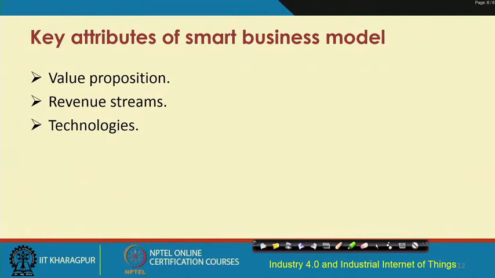So, what are the different sources of the revenues, that is the revenue stream, and finally that revenue is going to be used in order to help in the manufacturing process, incurring the different costs. So, that is the revenue stream and the different technologies that are going to be used. These are the three different key attributes of a smart business model.